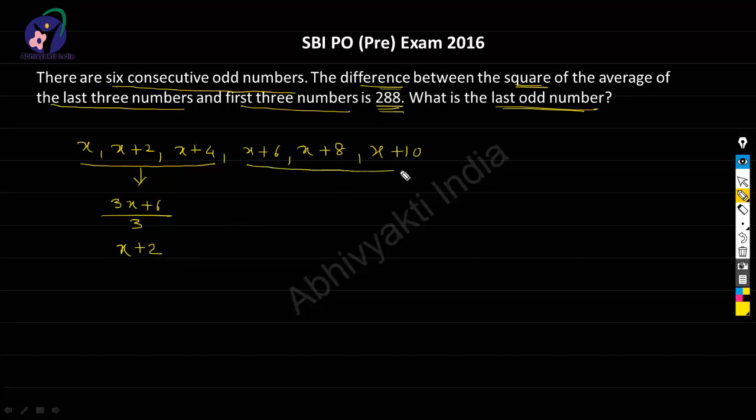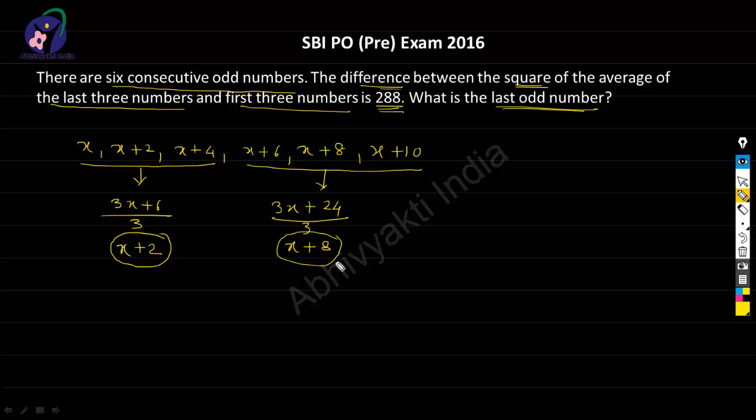And the average of the last 3 numbers will be 3x plus 6 and 8, 14, 14 and 10, 24 upon 3. So take out 3 as a common factor, that 3 and this 3 will get cancelled and it will be x plus 8. Now the average of the first 3 numbers is x plus 2 and the average of the last 3 numbers is x plus 8.